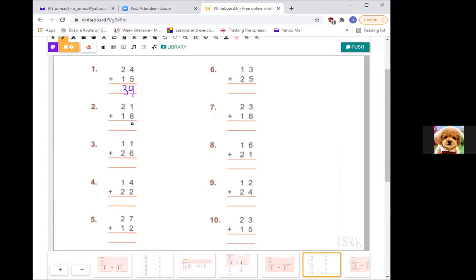Can you do number 2 on page 188? Okay. 1 plus 8 equals 9. And 2 plus 1 equals 3. So it's 39. Perfect. Maxim, can you do number 3? 37. Right. 1 plus 6 is 7. 2 plus 1 is 3. 37. Well done. Giselle, can you do number 4?